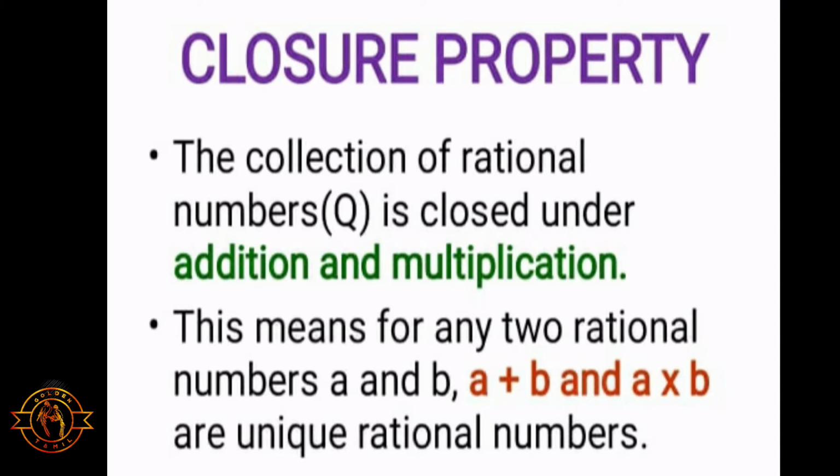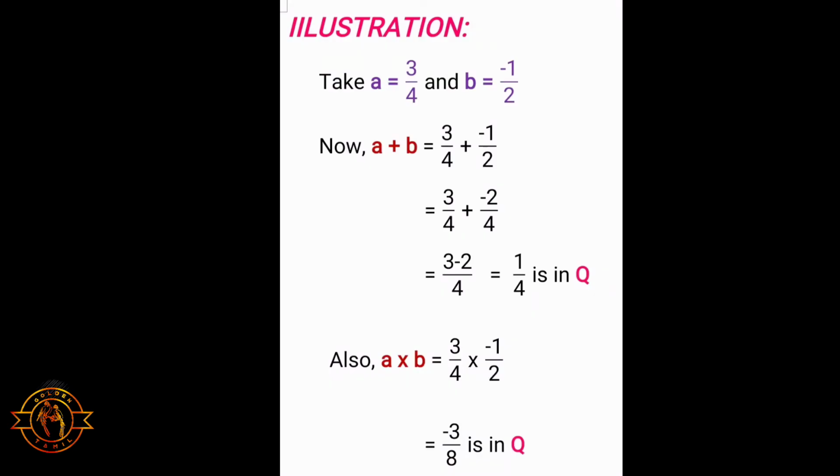This means for any two rational numbers A and B, A plus B and A into B are unique rational numbers. That is, if A and B belong to rational numbers, then A plus B also belongs to rational numbers and A into B also belongs to rational numbers. Therefore, addition and multiplication are closure. Let me show an illustration for closure property.